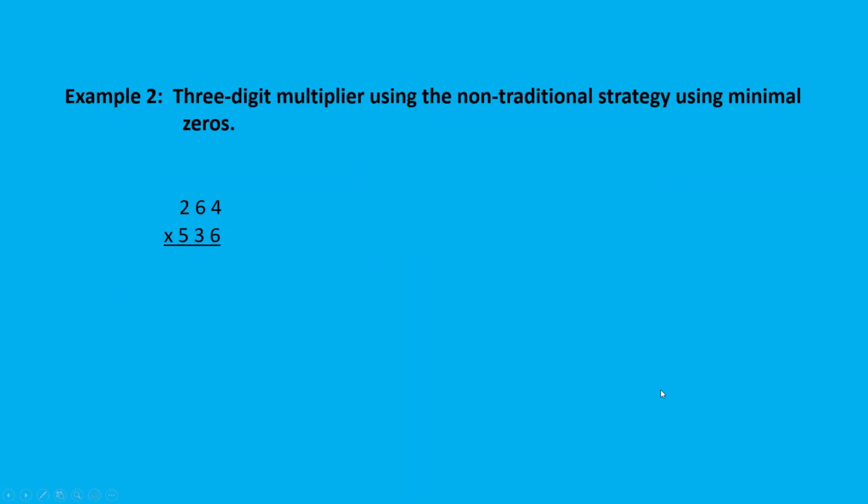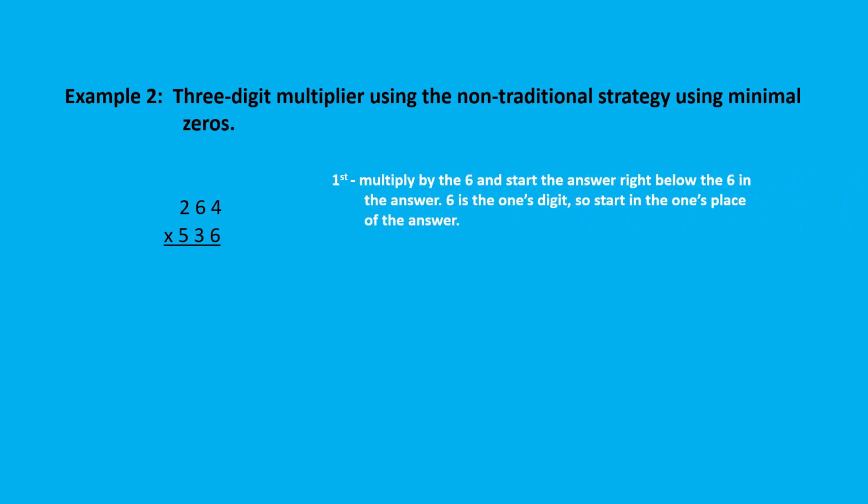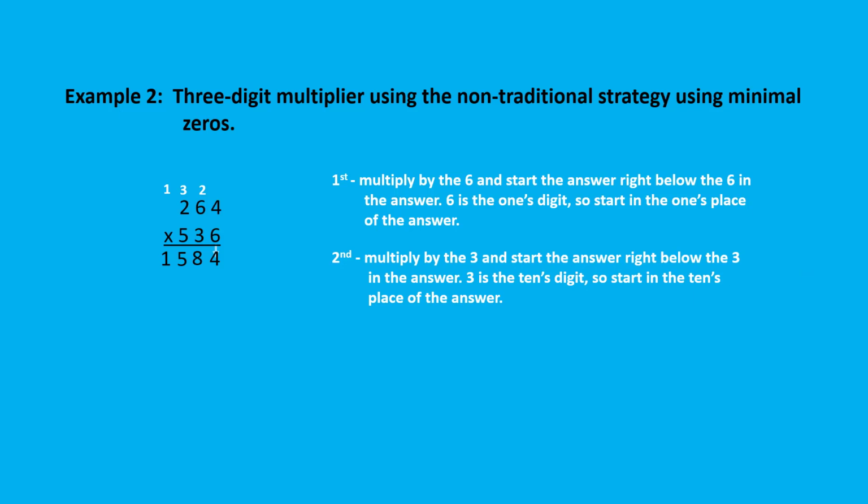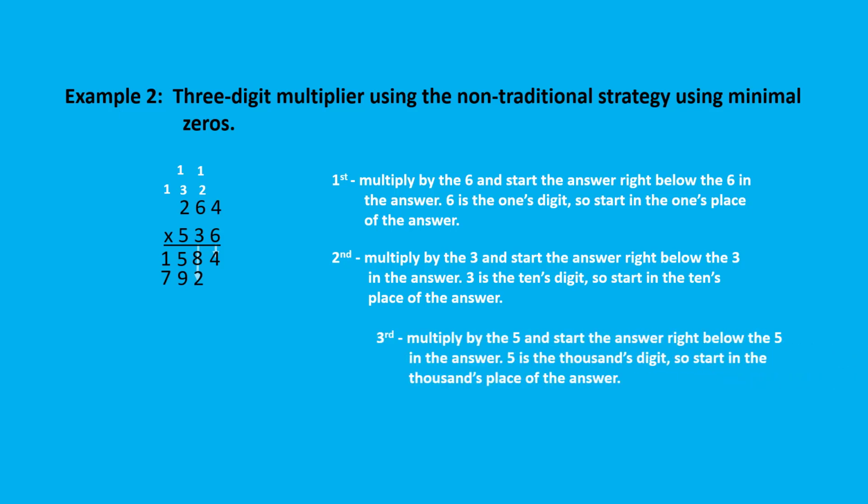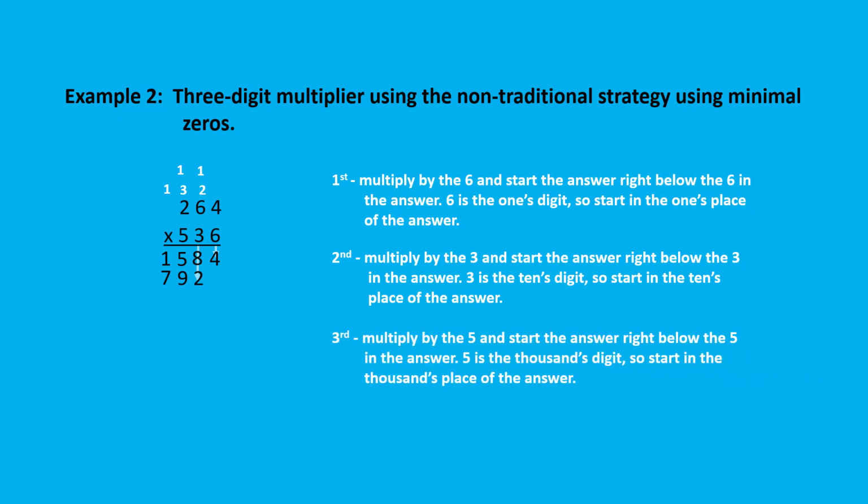Example 2, three-digit multiplier using a non-traditional strategy using minimal zeros. First, multiply by the 6. Start right below the 6. Multiply by the 6. We would have this answer. Second, multiply by the 3. Start right below the 3. Because these represent tens. Next, third, multiply by the 5, start right below the 5.